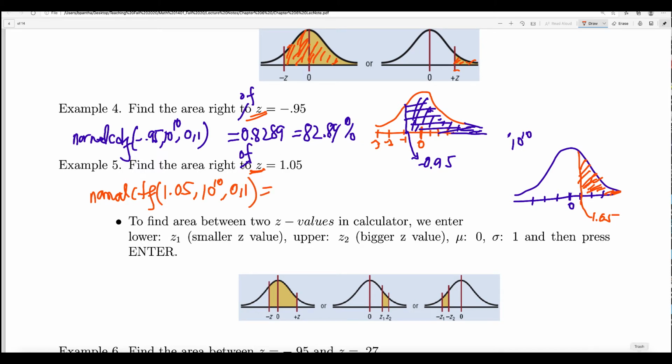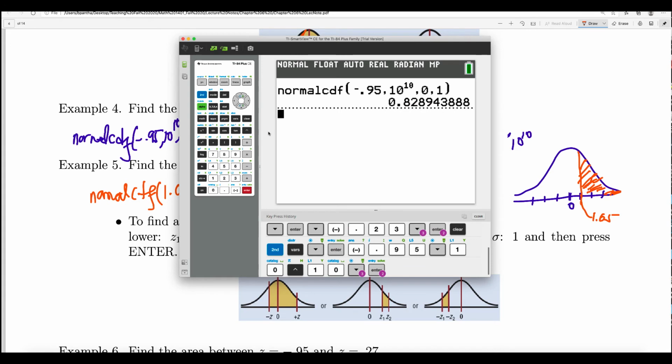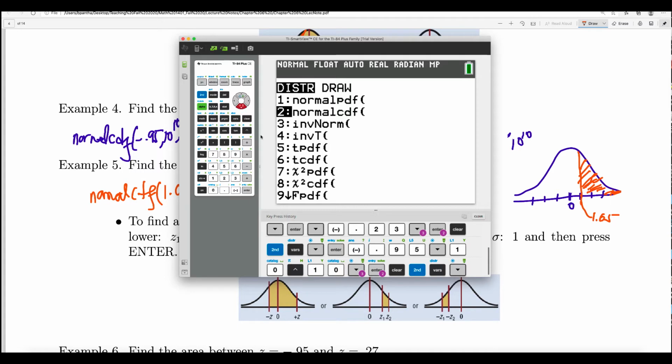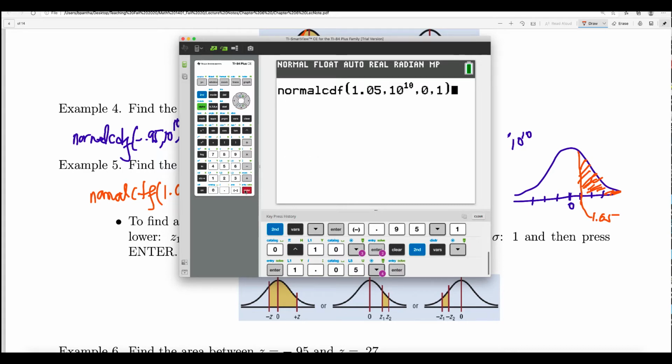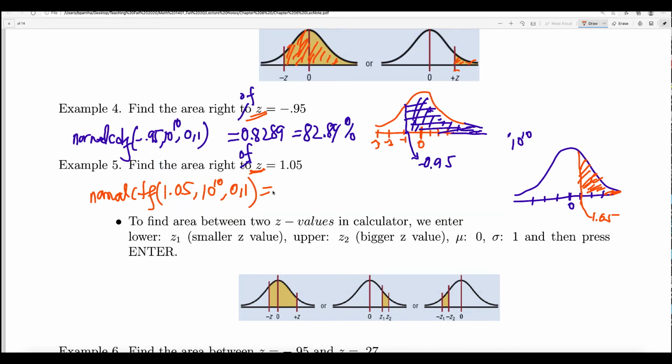Let us use the calculator for that. Let me erase what we had there, go to second, vars, normal CDF, and then hit enter. Okay. So the left bound is 1.05, the right bound is 10 to the 10, and then 0 and 1. If you hit enter, this is the thing you will use in your TI-83. You enter the left bound, right bound, and then 0 and 1. If you hit enter, you will get 0.1469.